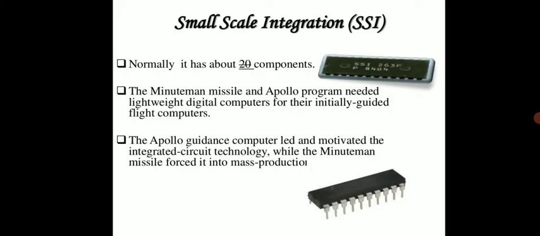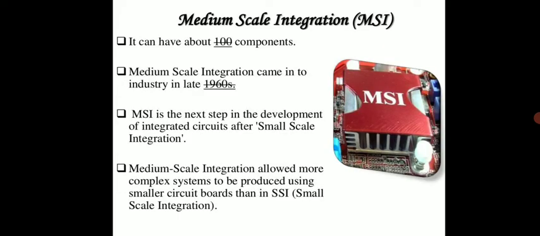Small scale integration, SSI. Normally it has about 20 components. The Minuteman missile and Apollo program needed lightweight digital computers for their initially guided flight computers. The Apollo guidance computer led and motivated the integrated circuit technology, while the Minuteman missile forced it into mass production.